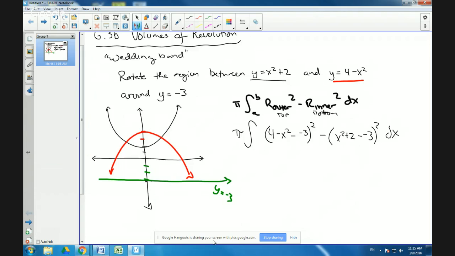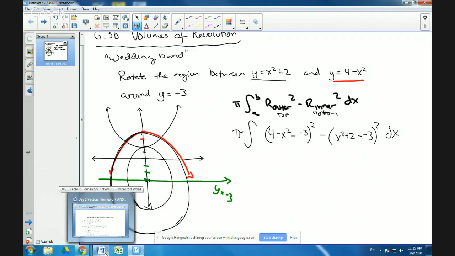So picture it this way. We're revolving this around and we're getting a circle, right? And here we have a circle. So basically what we'll end up with is a wedding ring, because it's got that shape, right? You have an outside radius, and that radius is top minus bottom. And the inside radius is top minus bottom. See this big circle out here? You need the radius of that. And the radius of the inside is top minus bottom.